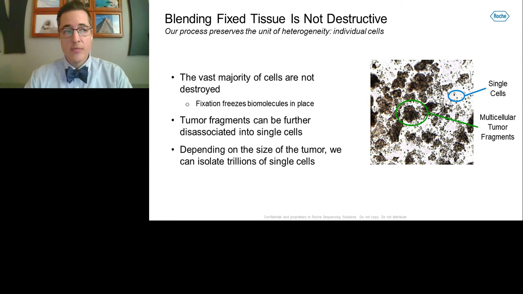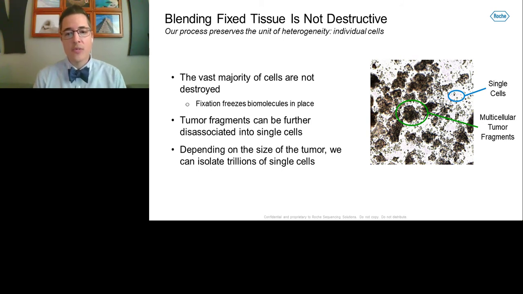Interestingly, when you put a formalin-fixed solid tumor in a blender, it does not become what you think it would be. When we first started this, I kind of thought, well, when I make banana shakes at home, I no longer see the banana, so it must be liquefied. Whereas you can see on the image on the right, a formalin-fixed solid tumor gets chopped up into really small bits of tumor, including single cells. So we have chunks of tumor that are comprised of many tens of thousands of cells and single cells, but we have preserved the unit of heterogeneity, which is the single cell.